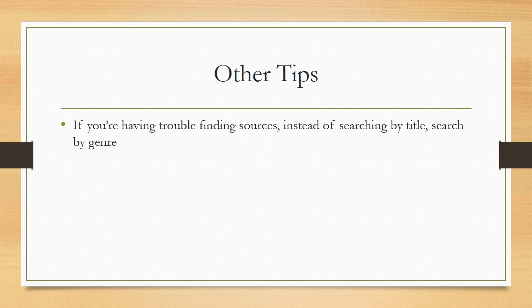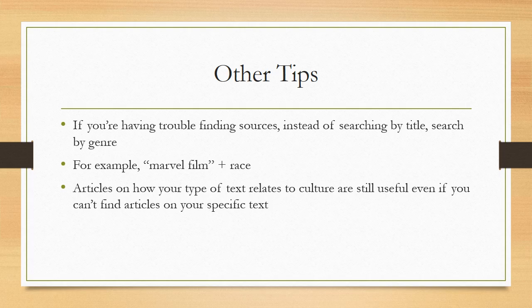For instance, Marvel films have had a lot to say about race before Black Panther came out, but none of them discuss it as overtly. So if I were doing this a year and a half ago, I might have put just Marvel film plus race. And this is totally fine. You don't have to have an article that talks directly about your text. You can just have one that talks about your type of text, your genre. If you're writing about a hip-hop song, you can have an article on hip-hop.